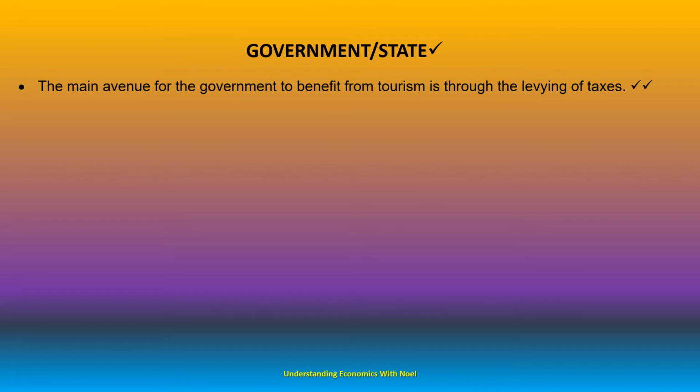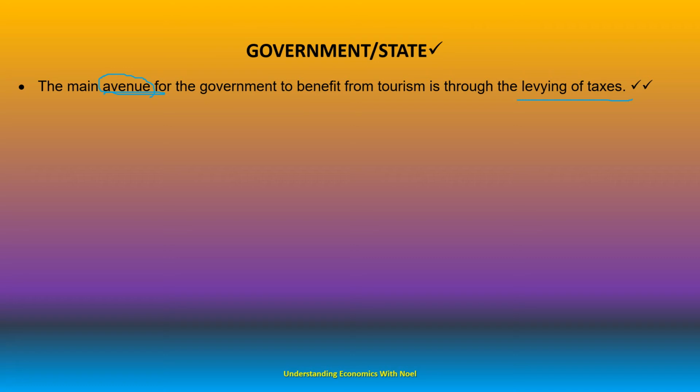We talk about our government, our state. How do they benefit? How do they benefit? As previously talked from the circular flow in our first video, one of the presenters actually talked about this. So I say the main revenue should be revenue, not avenue. Should be revenue. The main revenue for the government to benefit from tourism is through levying taxes.